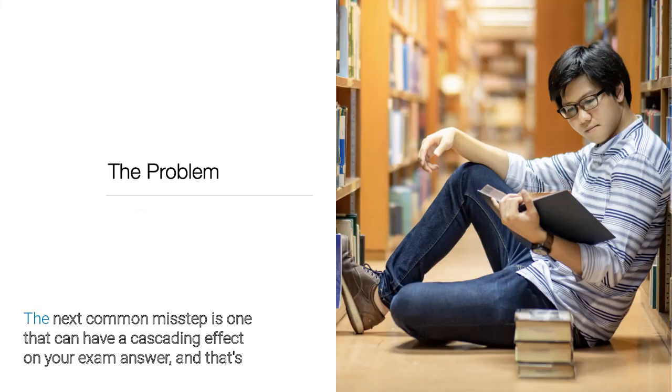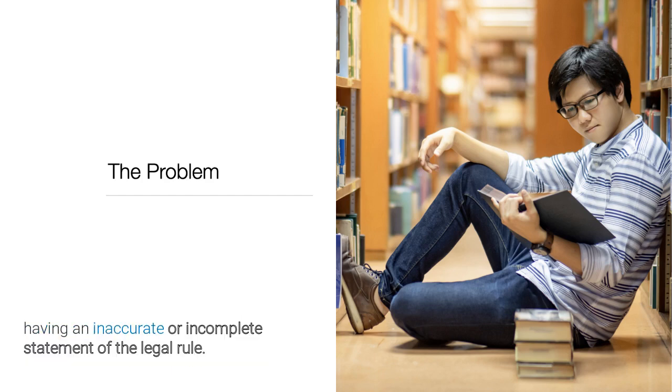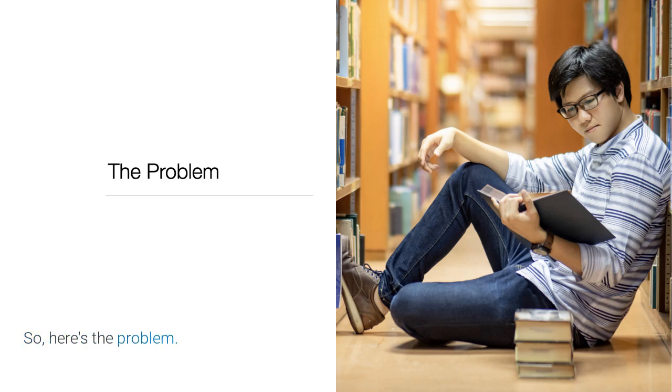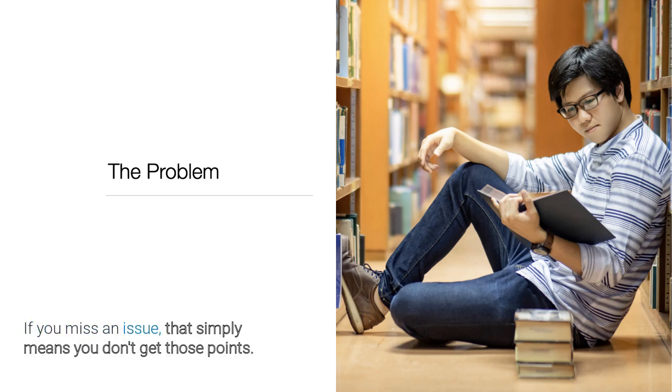Let's do it. The next common misstep is one that can have a cascading effect on your exam answer, and that's having an inaccurate or incomplete statement of the legal rule. So here's the problem. If you miss an issue, that simply means you don't get those points. But not having an accurate and complete rule statement, or not having one at all, which surprisingly enough does happen, is more frustrating because you feel as though you've addressed the issue, and yet you're not going to get the points necessary to do well.